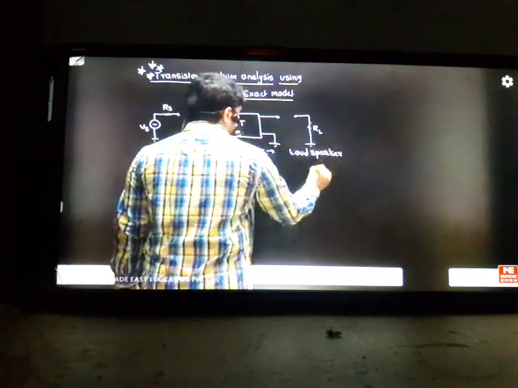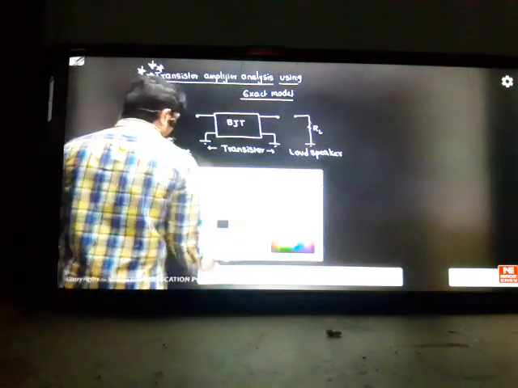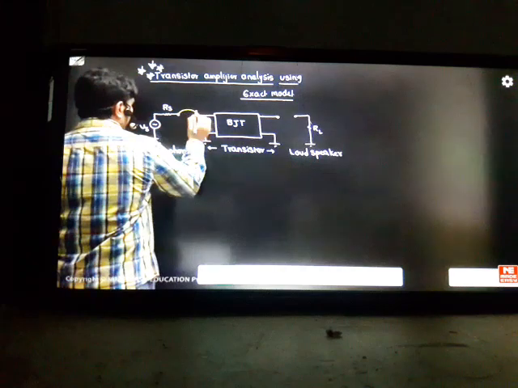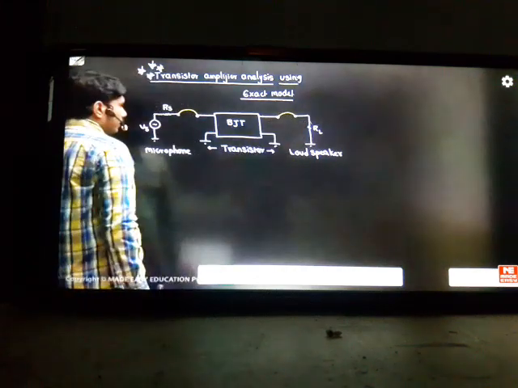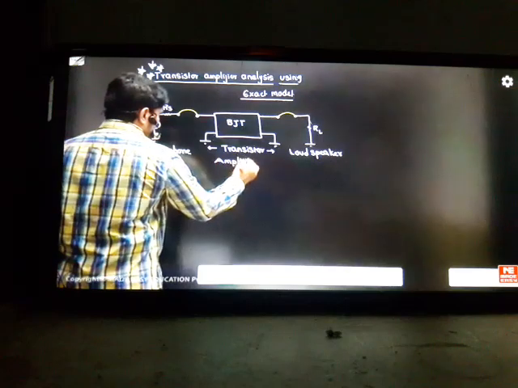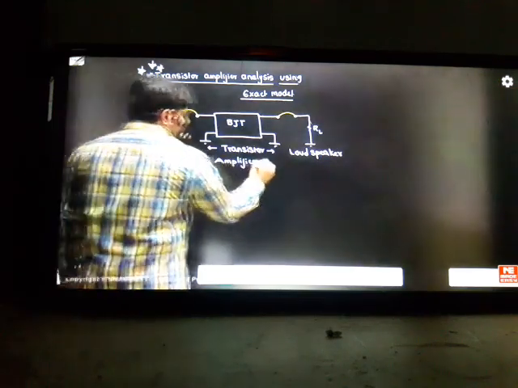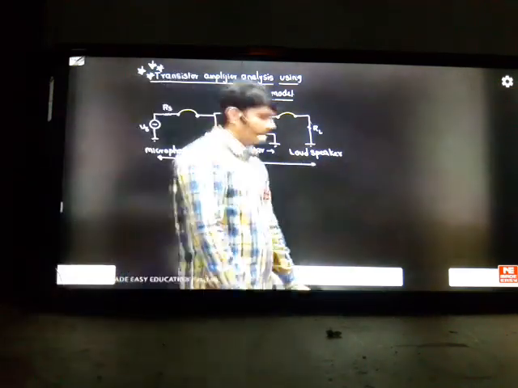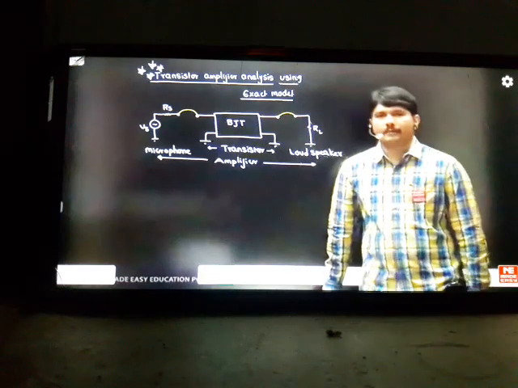The loudspeaker has to connect to your transistor. This has to connect to this transistor and this has to connect to this. When you connect like this, now you can say this will become an amplifier. So this is the basic difference. First a student should understand, before starting this course, at least what is an amplifier and what is a transistor.